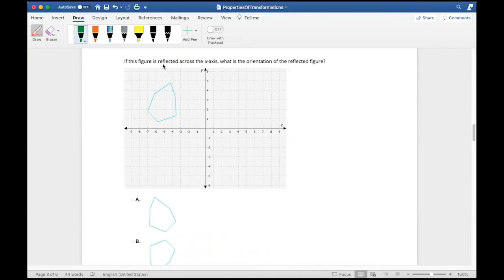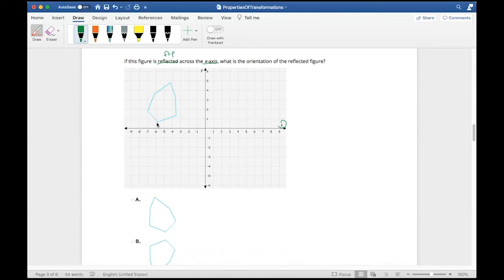All right, a figure is reflected. Reflected is another word for flip. So it's going to flip across the x-axis. So we're going across this axis here. And what is the orientation of the reflected figure? So we just have to pick which shape is going to match.